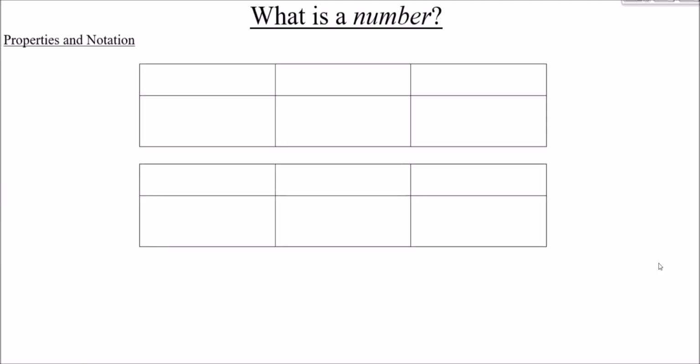So, a bit more background. So, properties and notation. So, 3 ∈ ℕ. What does that mean? Well, this means that 3 is an element of the natural numbers. So that fancy looking E symbol stands for "is an element of". In plain English, it just means 3 is a natural number.